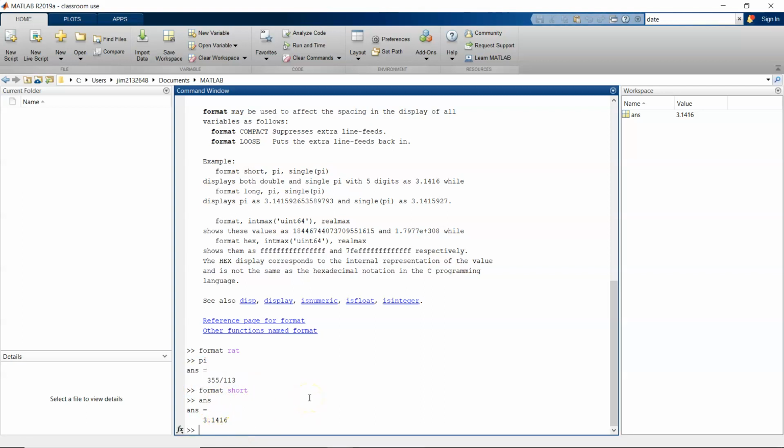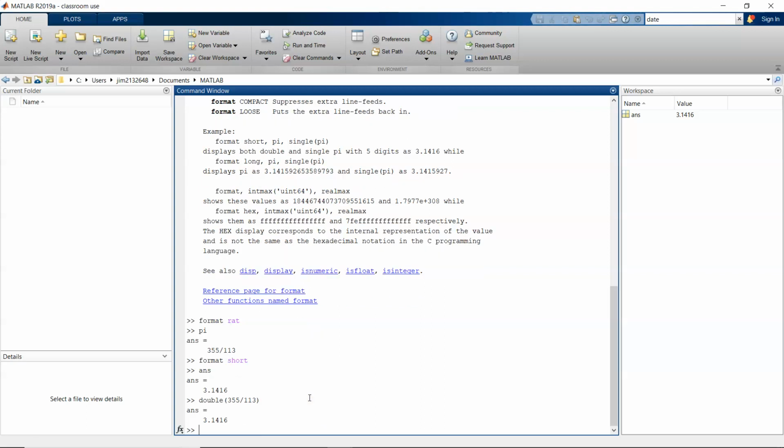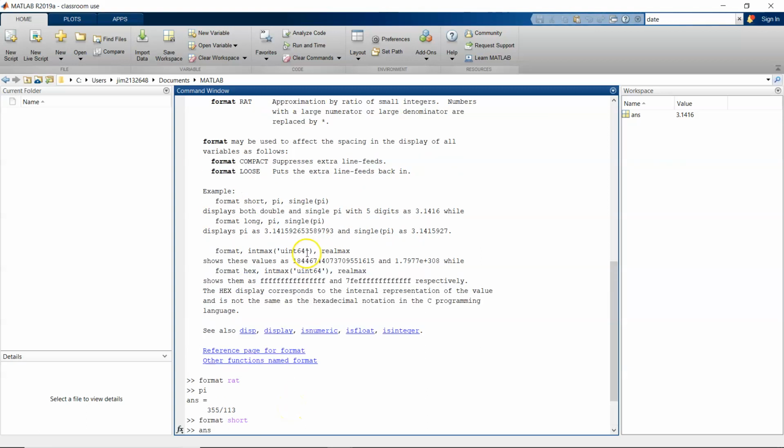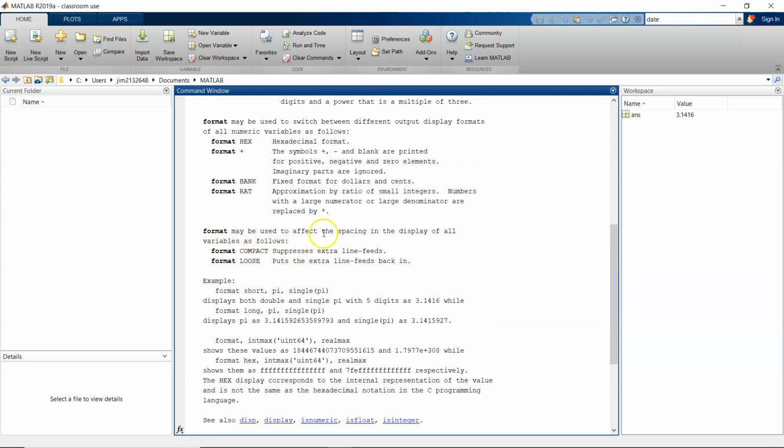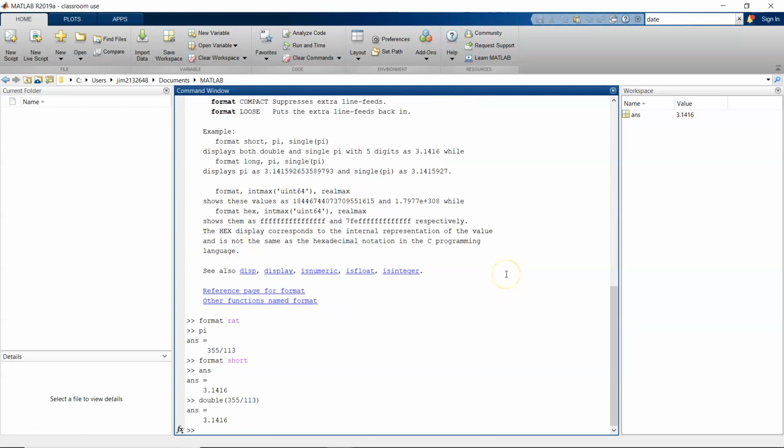If you have something that's a fraction, for example, you can always convert it. The way to convert this is double of 355 over 113, to a pretty good approximation that equals pi. Okay. Rational can be kind of interesting. What does the fraction look like? Okay, that covers formatting.